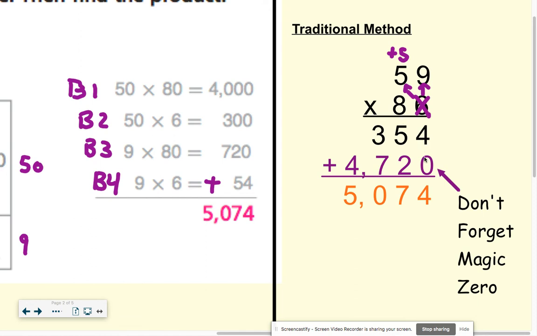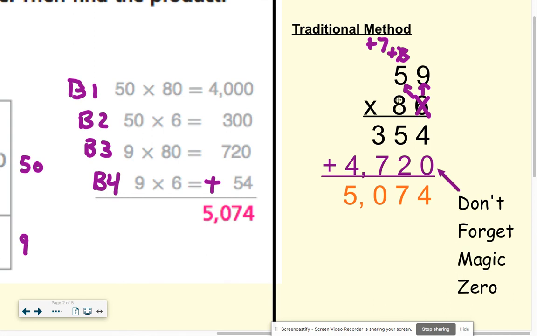So we need that zero because whenever we multiplied by numbers with zeros, we just added a zero at the end of it. So we can start that way. Now we multiply the 8 times the ones digit of the number on top. So 8 times 9 is 72. You put the 2 down, you put the plus 7 up on top.